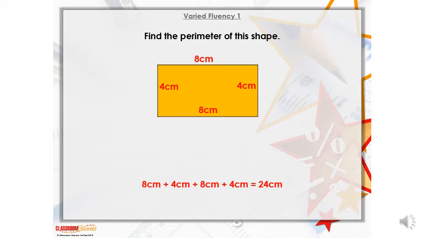So 8 centimetres, and I might use the method I learned earlier. So I'm going to times the length by 2, so 8 times 2, which gives me 16. And then the width, so 4 times 2, which gives me 8. And then I'm going to do 16, add 8, which gives me 24. And I must remember 24 centimetres.